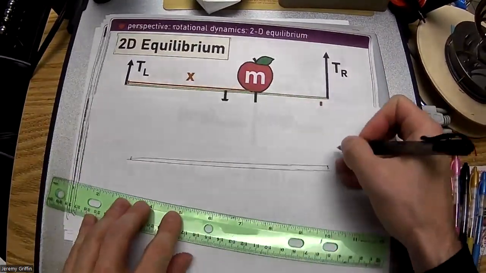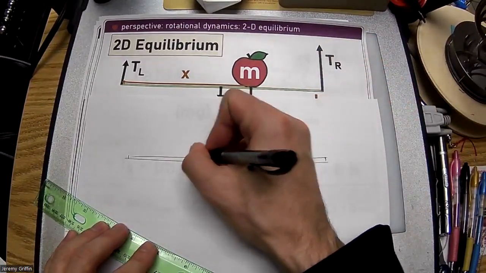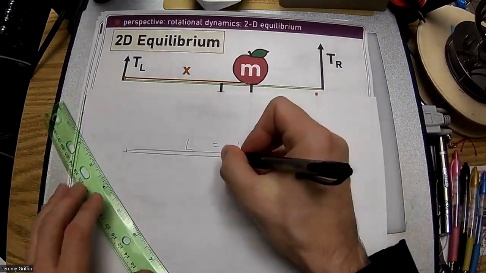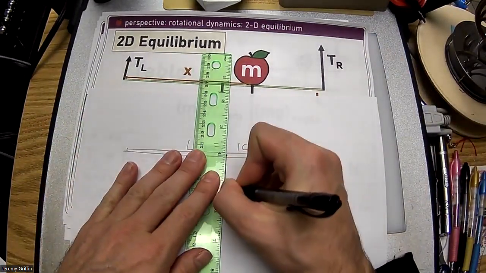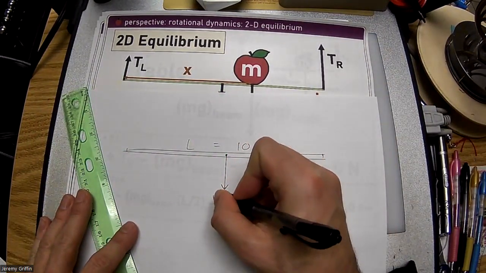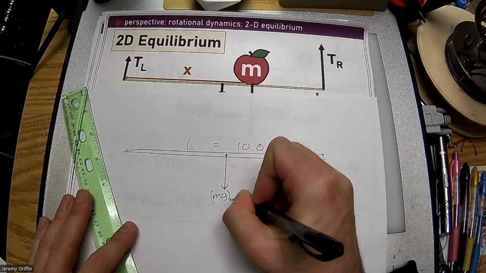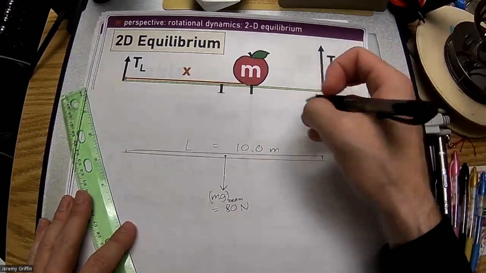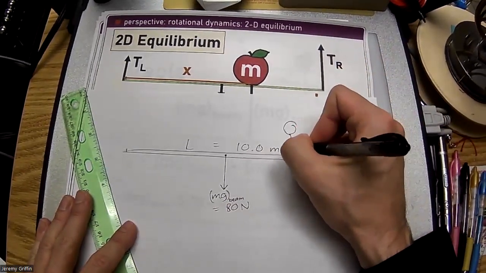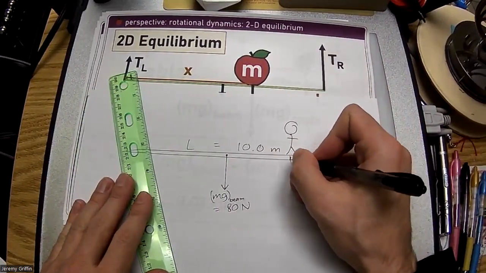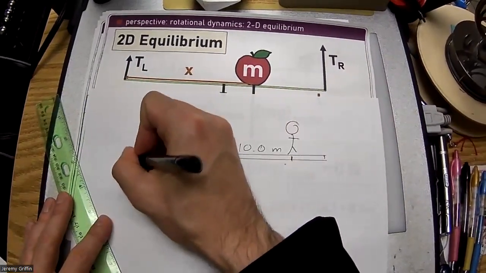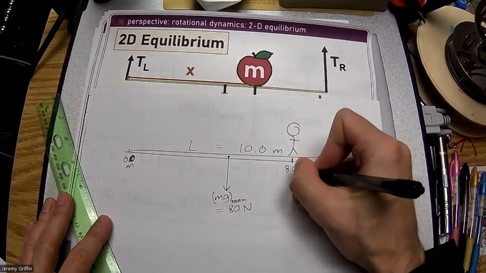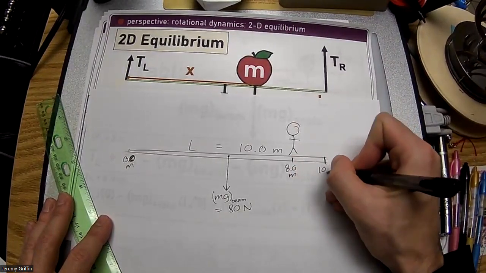Let's say we have a beam with length equal to 10 meters. All right, a 10-meter long beam. And let's say this beam weighs 80 newtons. So the weight of the beam is 80 newtons. Okay. And let's have a guy standing right here. Let's say this is 0.0 meters, let's call this 8.0 meters, and let's call this 10.0 meters.